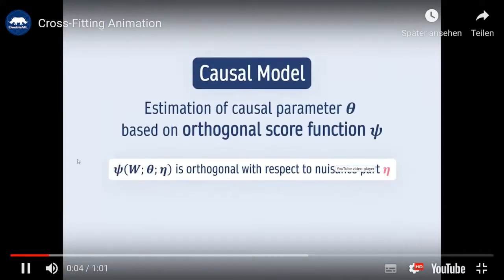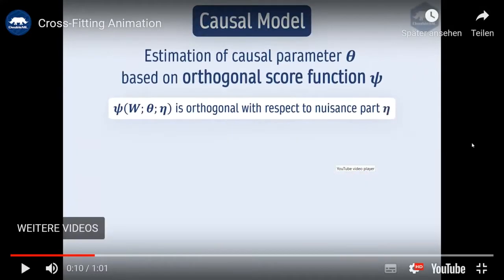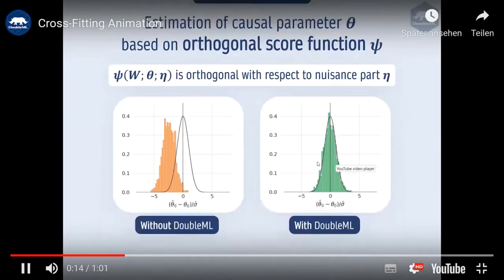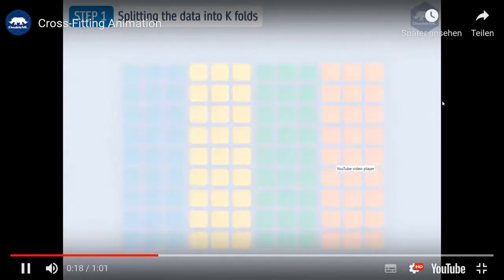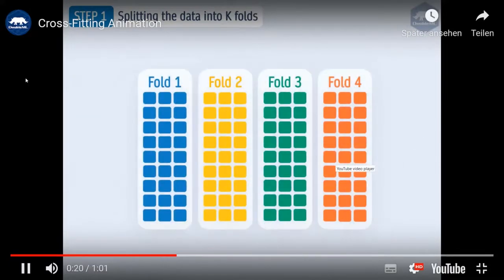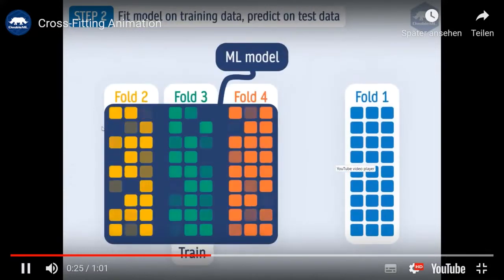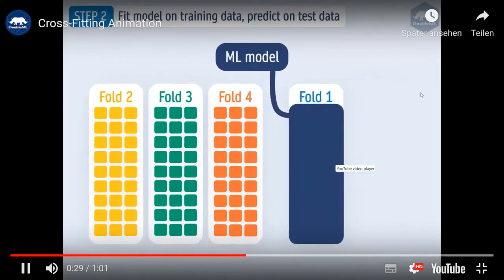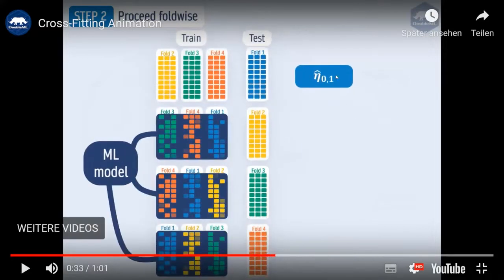We have this cross-fitting approach illustrated in an animation, so we can watch it together. Hope you can see it. First of all, we base estimation on this orthogonal score function, and this is required to have a valid estimation framework. And it proceeds by the cross-fitting algorithm.